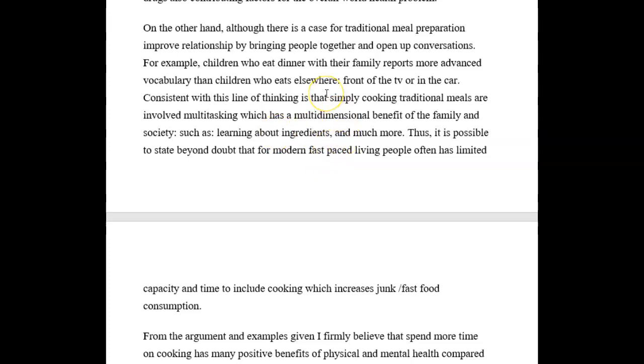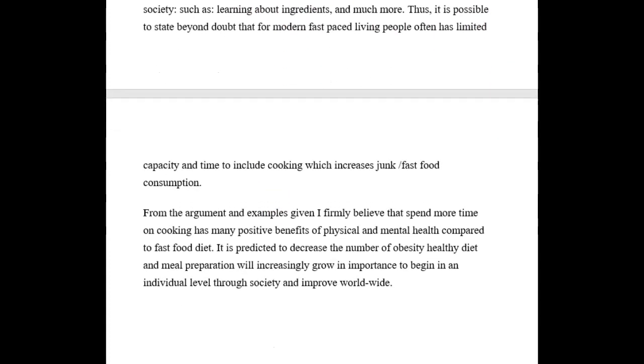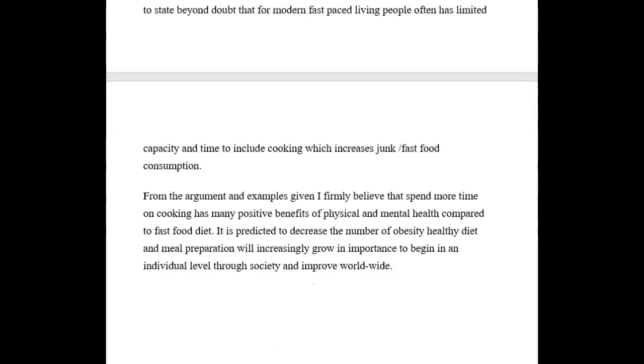Let's see. You didn't talk about that fast-paced living means that people are eating more junk food. Your essay, this paragraph was about something completely different. So we really, really need to work on linking your ideas together more logically. "From the arguments and examples given, I firmly believe that spending more time on cooking has many positive benefits on physical and mental health compared to a fast food diet."